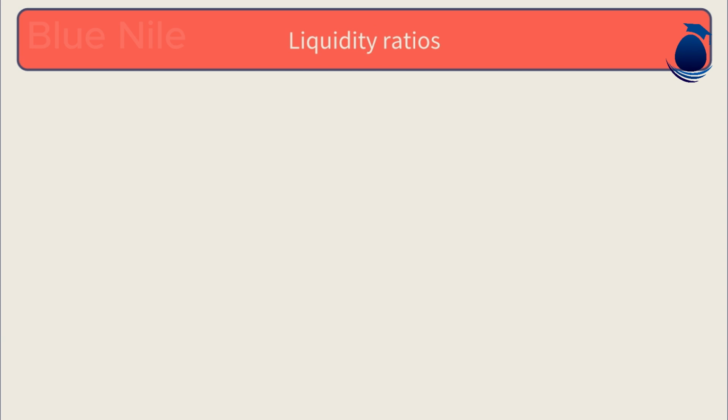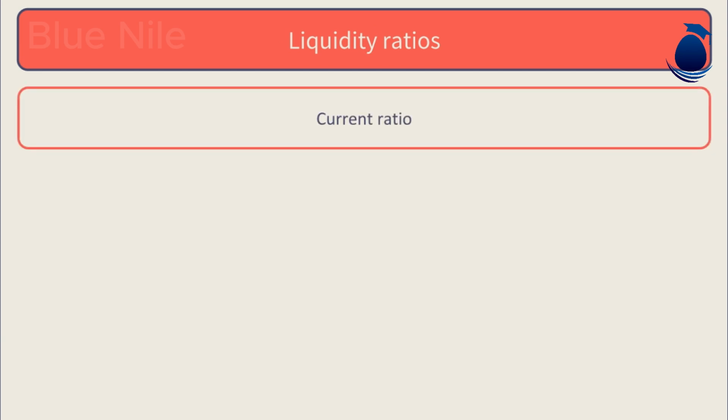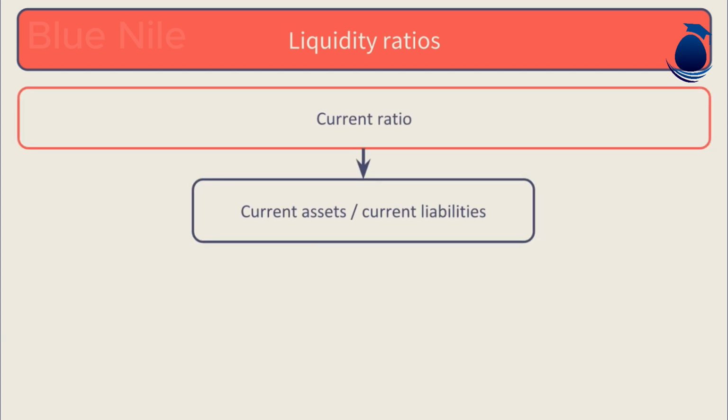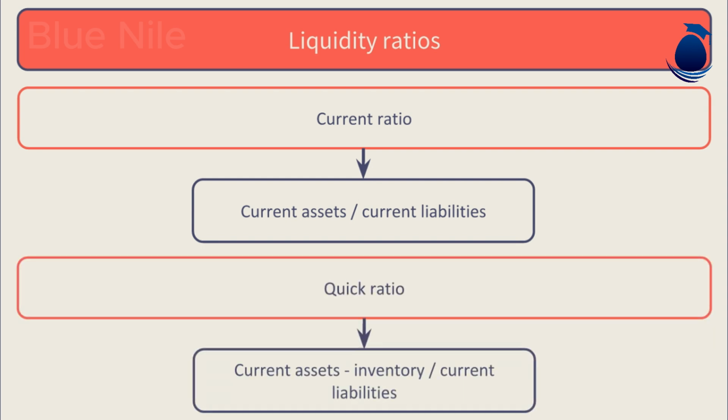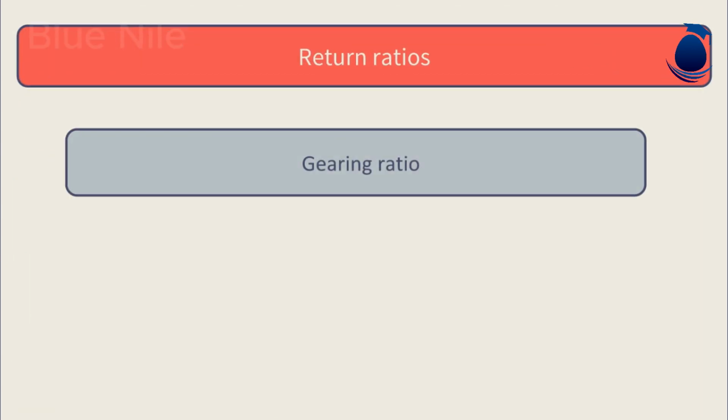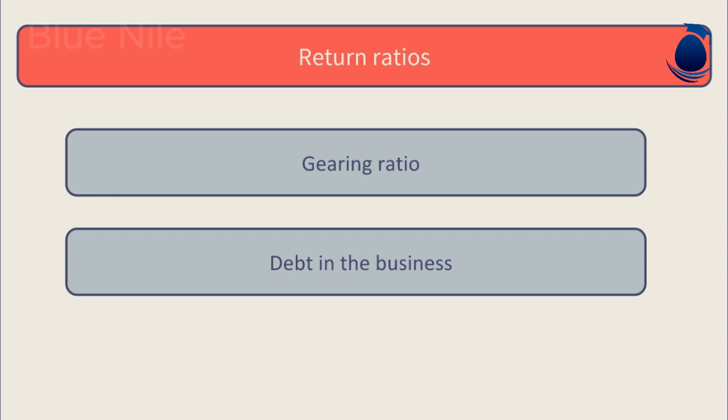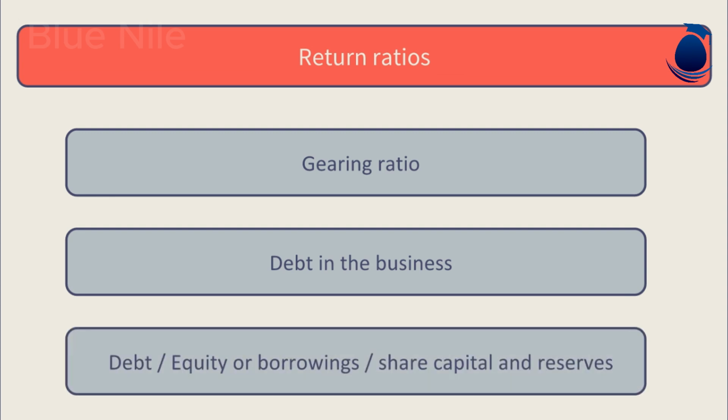Liquidity ratios include the current ratio, calculated as current assets divided by current liabilities, and the quick ratio, calculated as current assets minus inventory divided by current liabilities. These ratios will show you how comfortably the company can repay its current liabilities. Return ratios such as the gearing ratio will show you how much debt is in the business. This is calculated as debt divided by equity or borrowings divided by share capital and reserves.